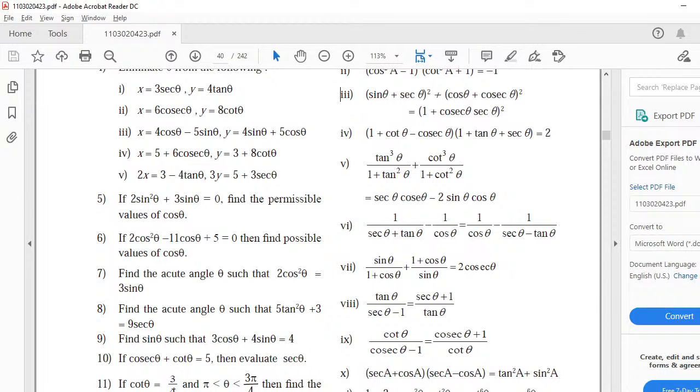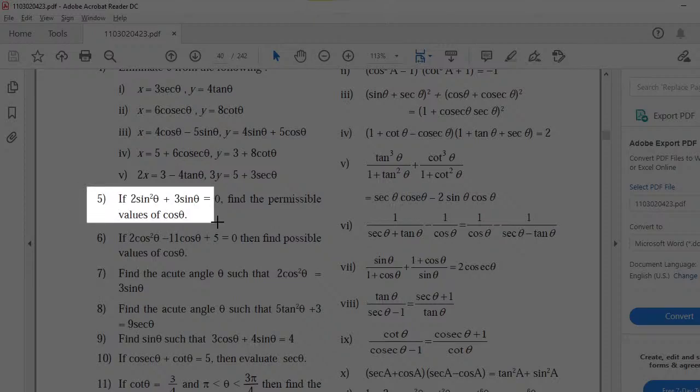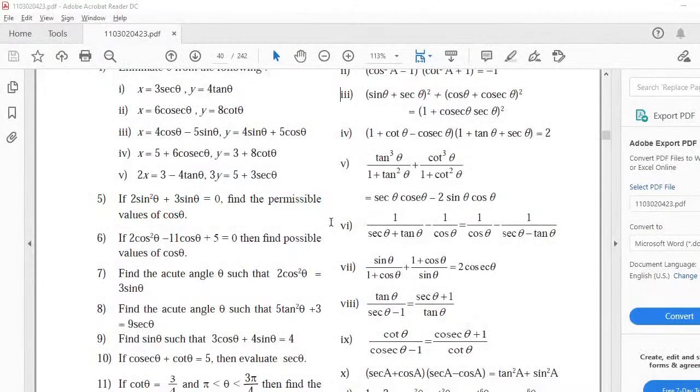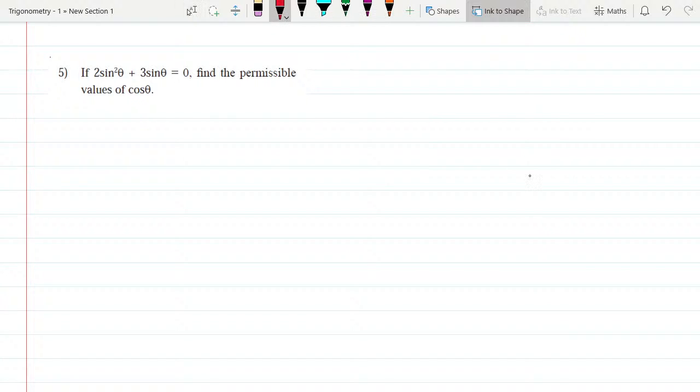Now let's try to get some different type of questions which are like this. They will give you some trigonometric identity, and they will ask for the permissible values of cos theta. Permissible means allowable. What values of cos theta you can get to satisfy this equation.